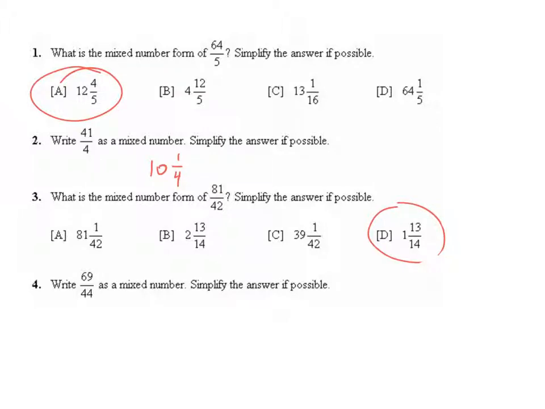And question 4, 69/44. Changing it to a mixed number and simplifying. Each whole will have 44 parts in it. 44 goes into 69 one time with 25 leftovers. So I have 1 and 25/44. Factors of 25 are 1 and 25, and then just 5 in itself. The only one that's in common with 44 is 1, so we are in simplest form.